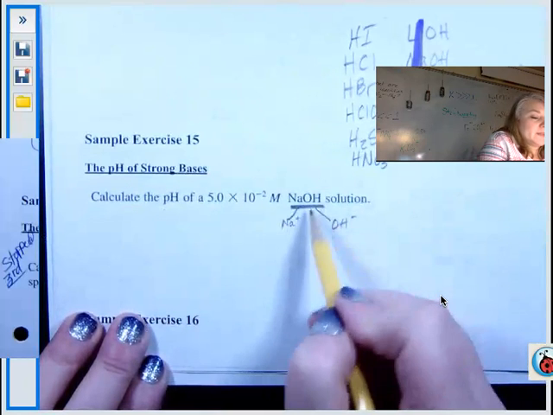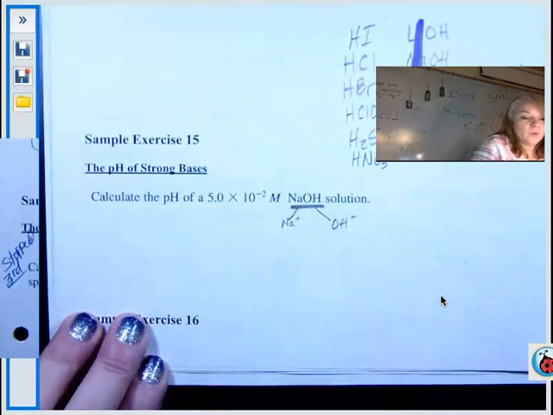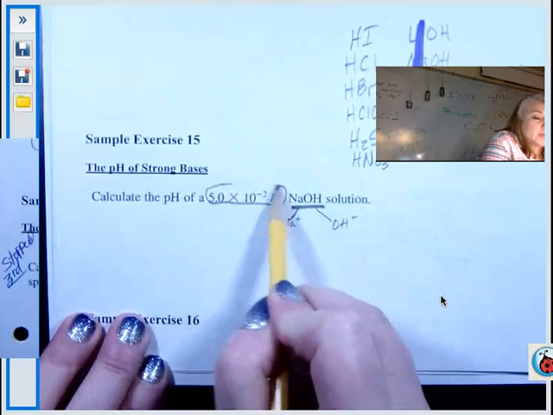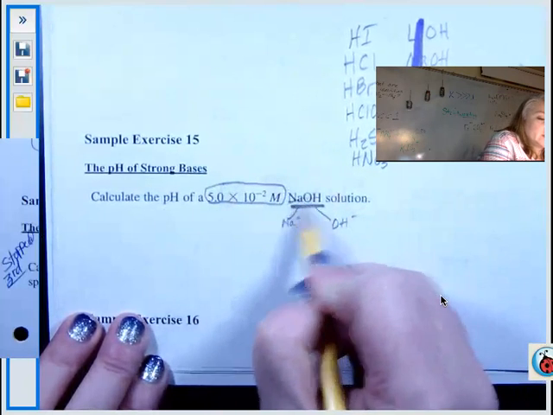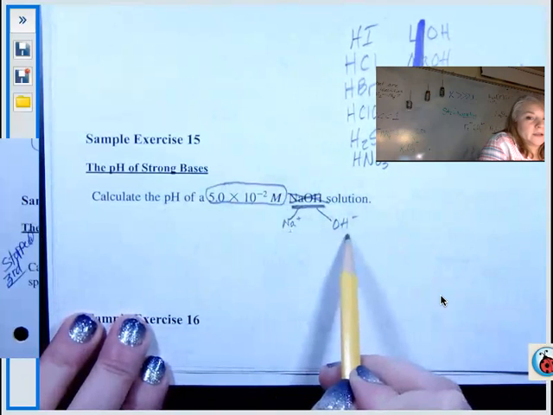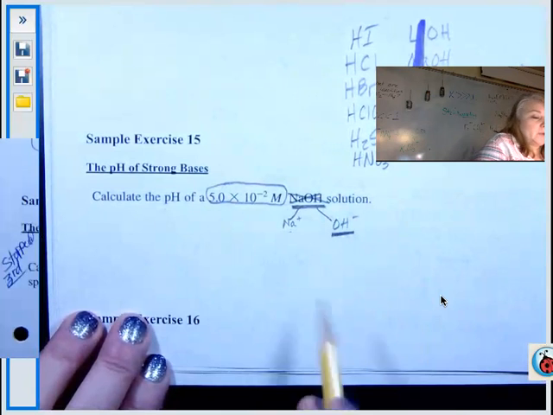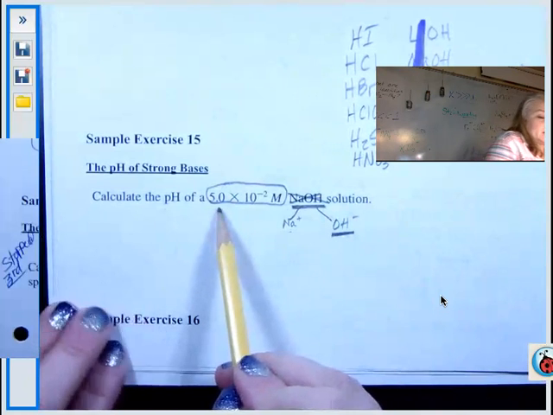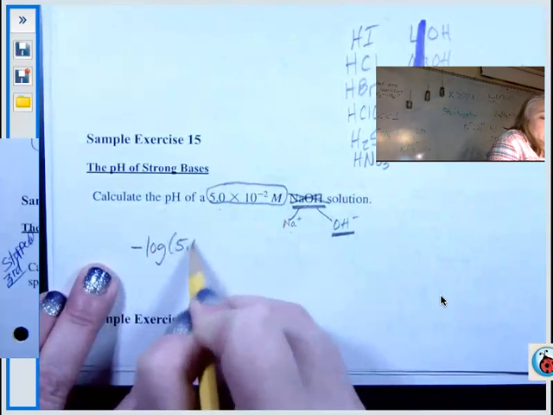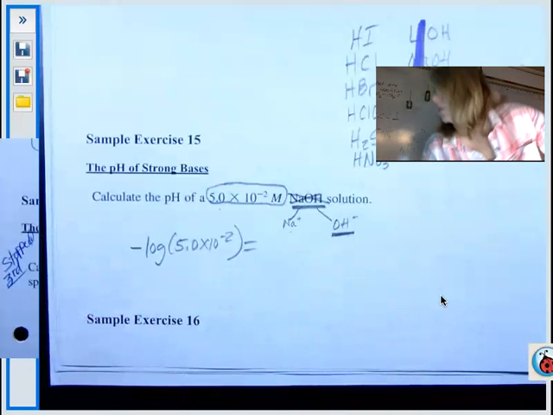So every bit of this that you put into water is now in ion form, which means that whatever your concentration was of your sodium hydroxide, it's really not sodium hydroxide. It's really the concentration of sodium ions and hydroxide ions, which the part that we care about for pH is hydroxide. So if I want to know the pH of this species, all I do is take the negative log of 5.0 times 10 to the negative 2 equals, so everybody do that in your calculator real quick.